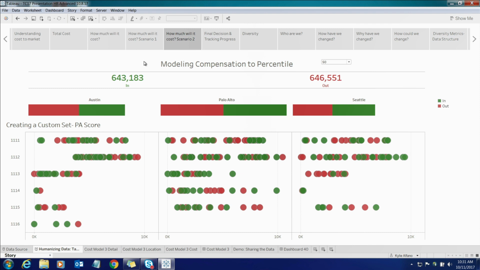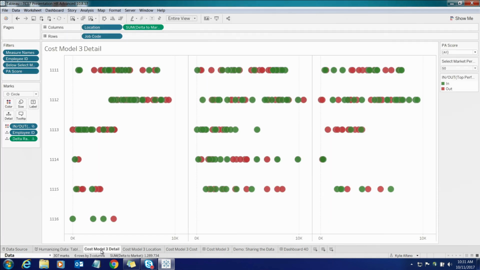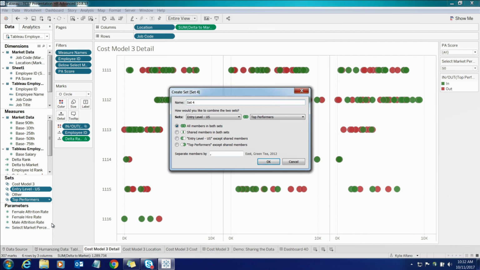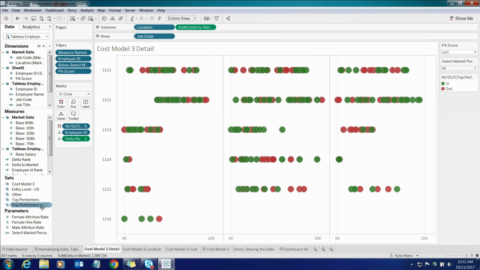So in this example, I'm going to take this dashboard, and I'm going to duplicate the 3 sheets that are in here. So I have them duplicated here below. And if we go into this cost model 3 detail, you'll notice that this looks identical to the cost model 2. But what I'm going to create here is, we had a set for the entry level and a set for the top performers. So if I highlight those 2 and right click, I can create a combined set. And I might call this, I don't know, top performers and jobs 1 and 2. And then I have options of including members of both sets, or only selecting members of combined sets, etc. So for this, I'm going to select just the members in both sets. And I've now created a new set.